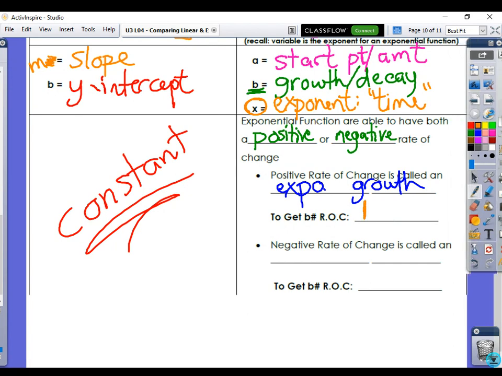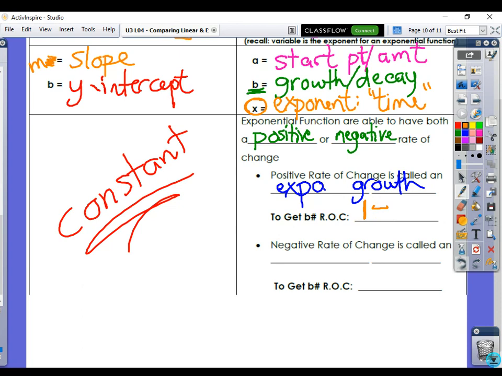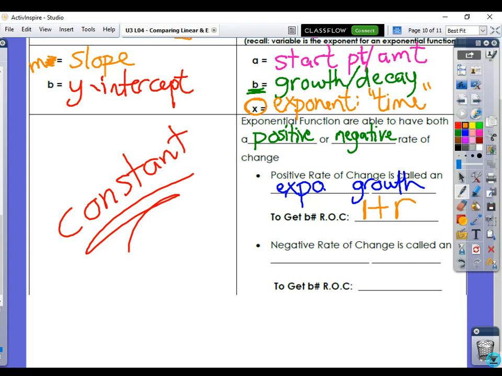That's the number 1. The 1, like think about 7 times 1. It keeps the 7. The 1 keeps what you started with plus the new amount that you're about to grow. So that's your R. So 1 plus R. Let me make that a little more neat here. 1 plus R. That's your positive growth, your positive rate of change.